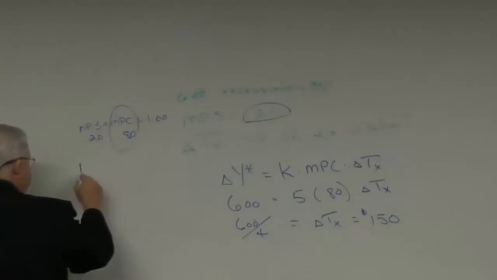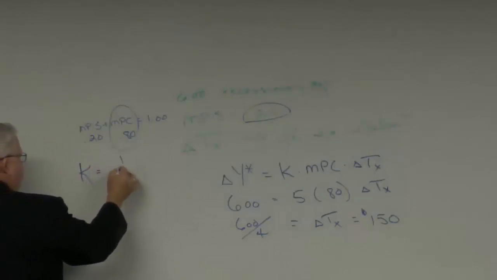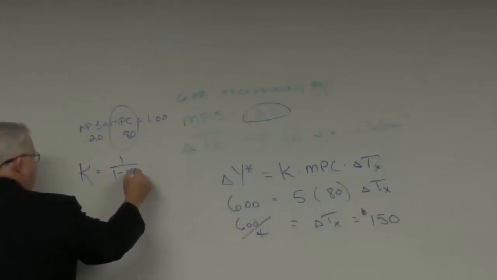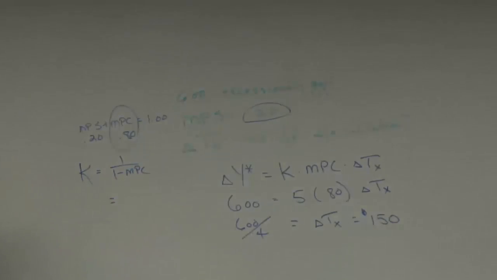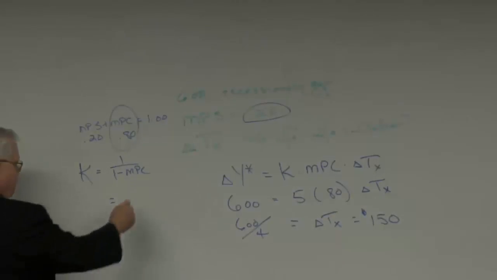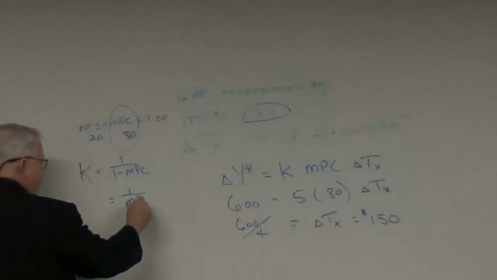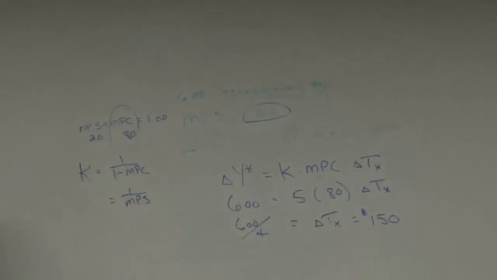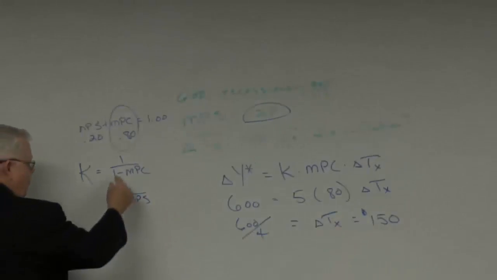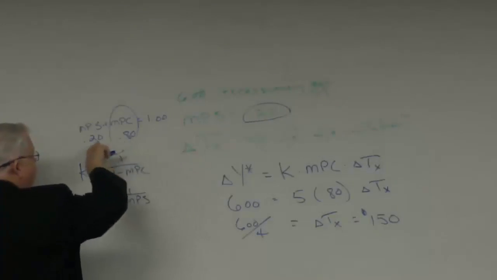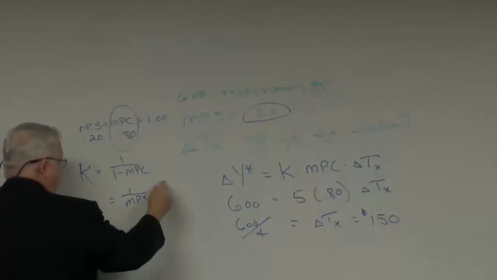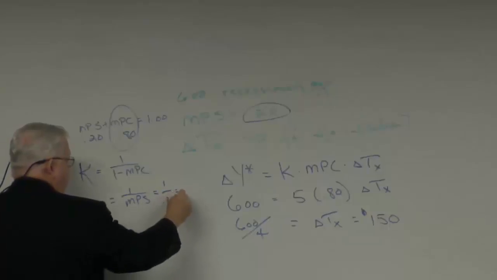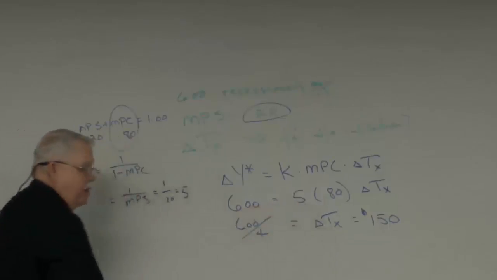How do we get K? Think about this. K is 1 over 1 minus the MPC. But we could write that a different way, couldn't we? K is what? 1 divided by the MPS. Perfect. It's the same thing. 1 minus the MPC is the MPS, 0.20. So K is 1 divided by 0.20, it's 5. That's where the 5 came from.